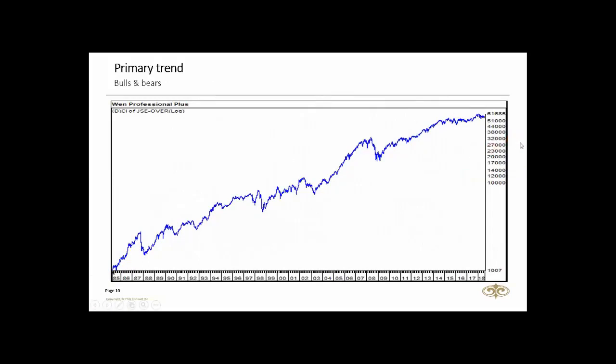Remember, a primary bull market, by the way, is defined as an advance of more than 20% from its primary bear market low. Now, if you look over the years, there have been some healthy corrections. There's a little correction there, and there's a correction there, another one there, and more recently, in 1998.